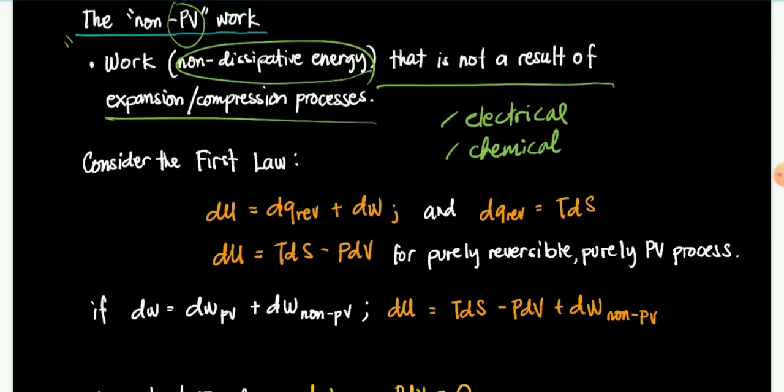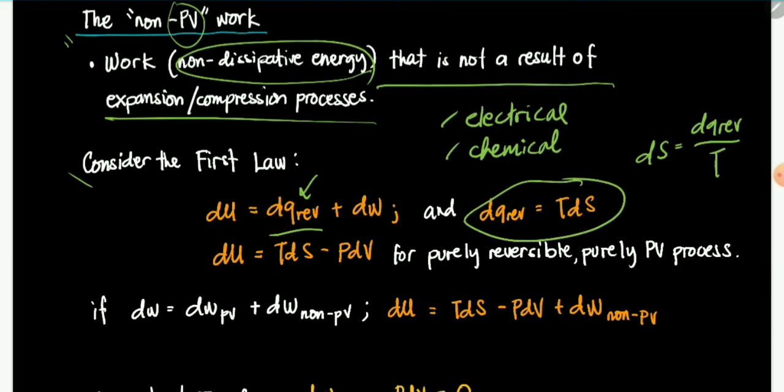Okay? So paano natin i-apply yung concept ng non-PV work sa thermodynamic systems natin or sa mga thermodynamic equations natin? So babalik tayo dun sa first law. So according to the first law, we have dU is equal to dQ rev plus dW. So, yung dQ rev, we already have an equation for this. Okay, from the second law, dS is equal to dQ rev over T. So, makakonvert natin to into a state function just by doing this. So, dQ rev is equal to TdS.